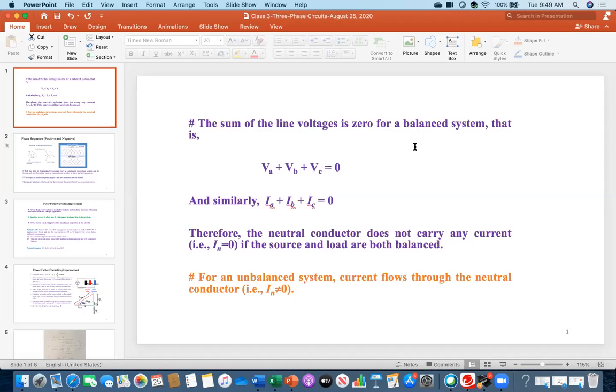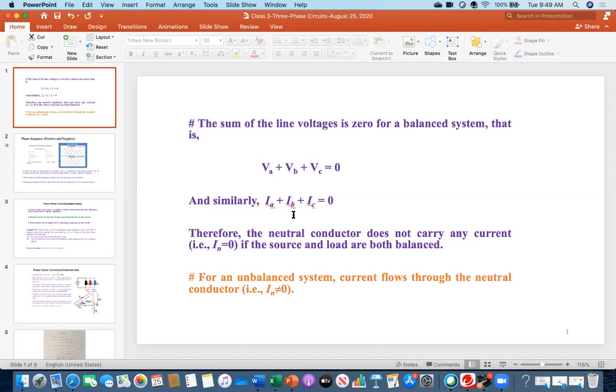Now, if it is an unbalanced system, then their sum will not be 0. You will get some value, and that is detrimental. That has a negative impact on the system. We will be discussing that extensively today. And similarly, IA plus IB plus IC equals 0, because VA, VB, VC are for a balanced system that we are talking about.